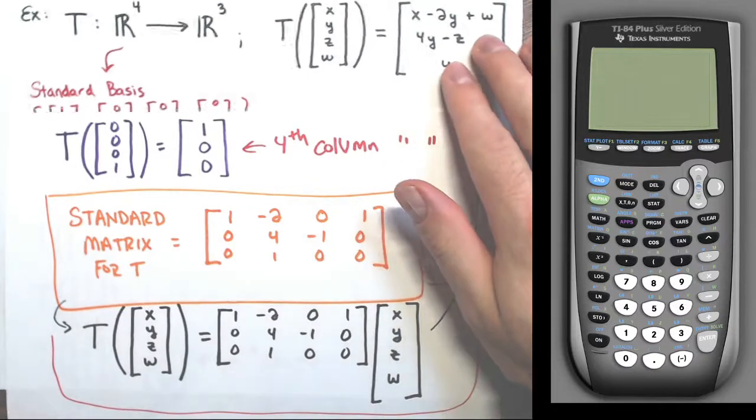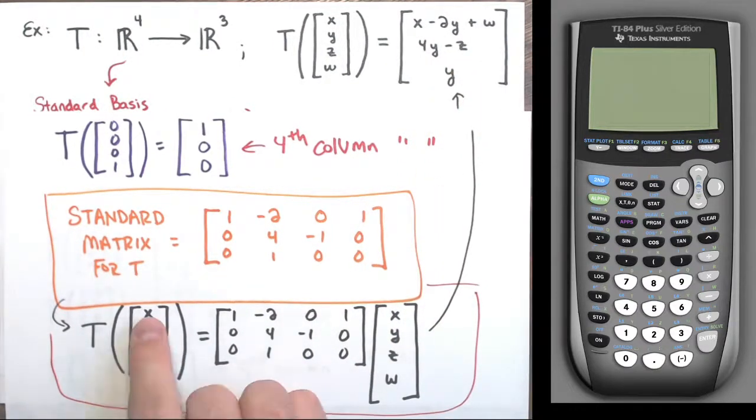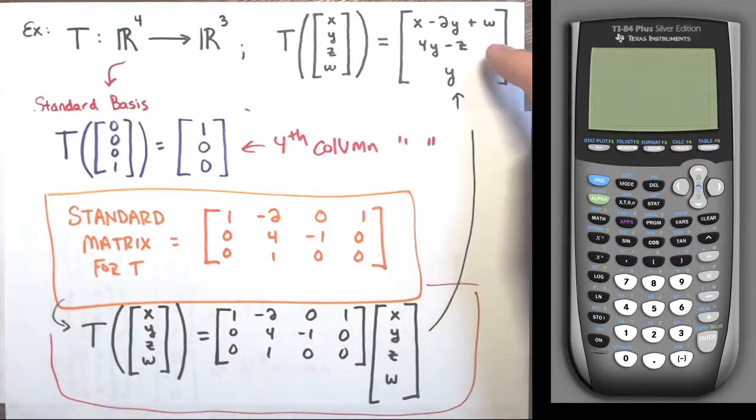So if I said, what's the image of the vector 1, 2, 3, 4, you just take this matrix times 1, 2, 3, 4, right? And get a 3 by 1 column vector, some vector from R3. Or you plug in 1 for x, 2 for y, 3 for z, 4 for w up here. Same thing. You'll get the same result no matter what you do.